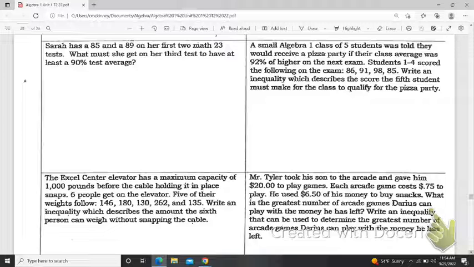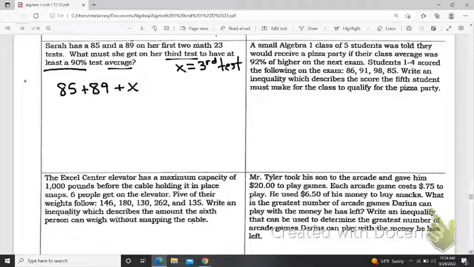So we're talking about 3 tests, and she wants to have at least a 90 average, so this is an average. So we don't know what her third test, that's going to be our x. The x is the third test. She got an 85 and an 89. We don't want to average them by themselves. So 85, 89 plus the mystery, we don't know what she got. When we divide all 3 of those by 3, we want at least, so greater than or equal to 90.